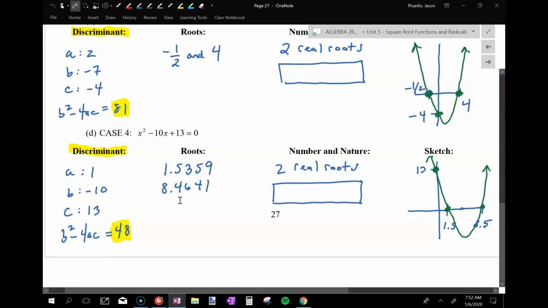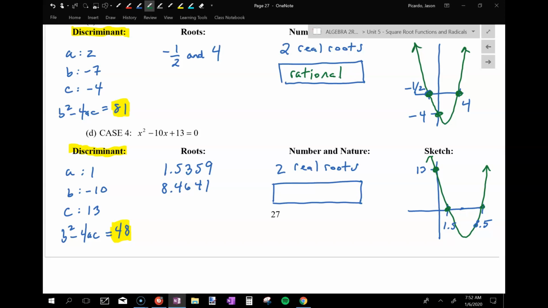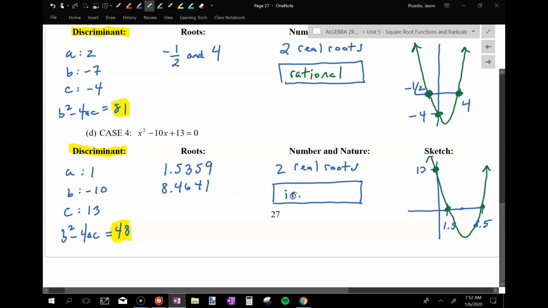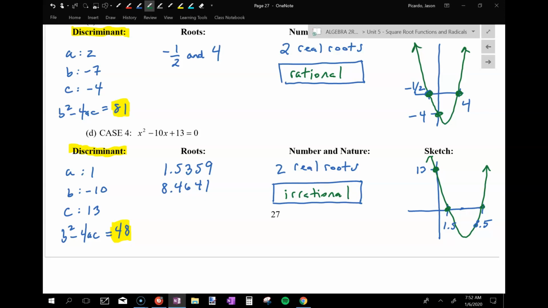You learned about this in regular algebra class, probably on day number 1. Rational. These are rational roots, right? Remember, rational roots are roots that are either integers or fractions, like that, right? Rational means it can be made into a fraction. Would you guys agree that these are irrational roots? There's some sort of decimal that doesn't repeat. Okay, can you now connect the dots?